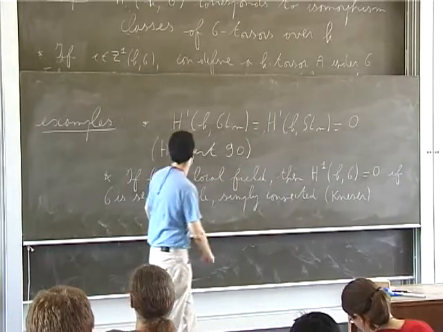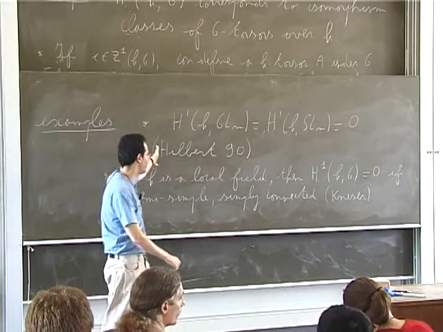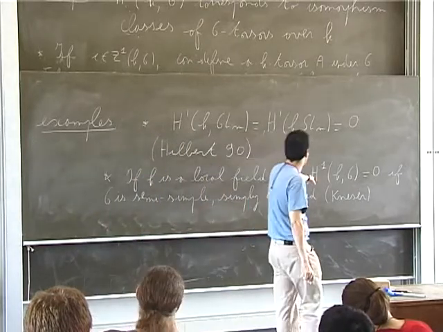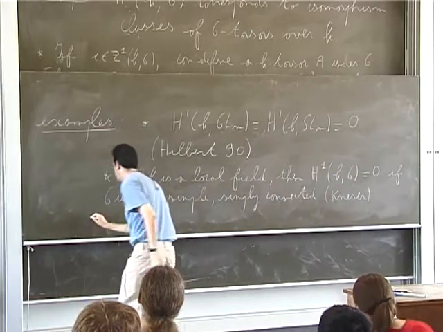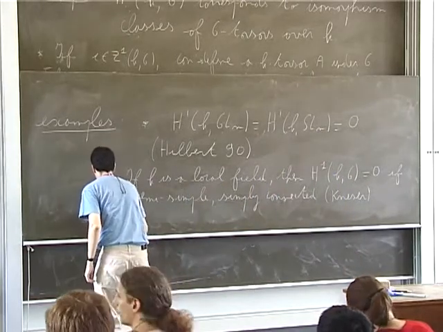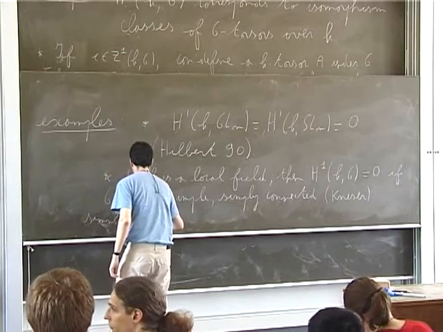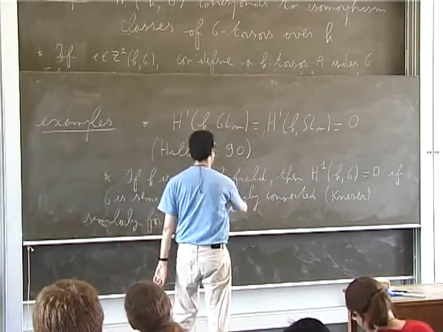And you have a similar result for number fields. H1 of K, G is 0 similarly for a totally imaginary number field.